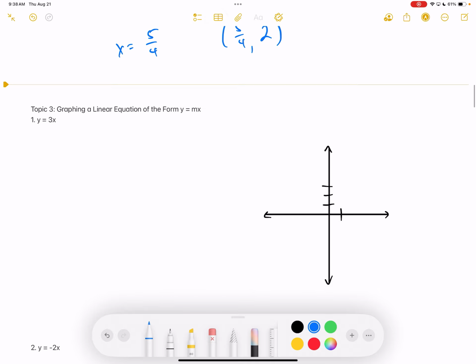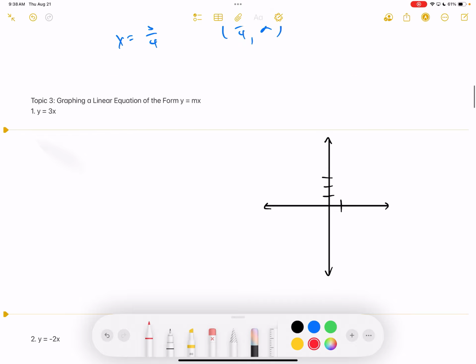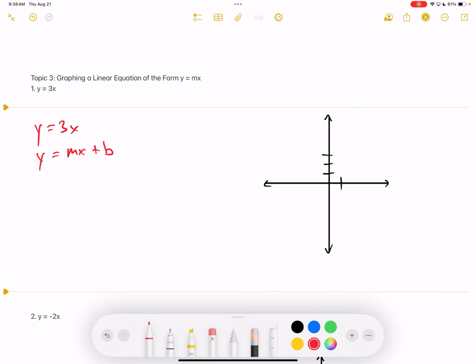All right, next we actually move into graphing. So these are all going to start out in the form y equals mx plus b. So if I have y equals 3x, that is like y equals mx plus b. So my slope is always the number in front of x. My slope here is going to be m equals 3, okay? Because that's the one right next to the x. So I'm always going to write my slope as a fraction because that's rise over run. So we change that to 3/1.